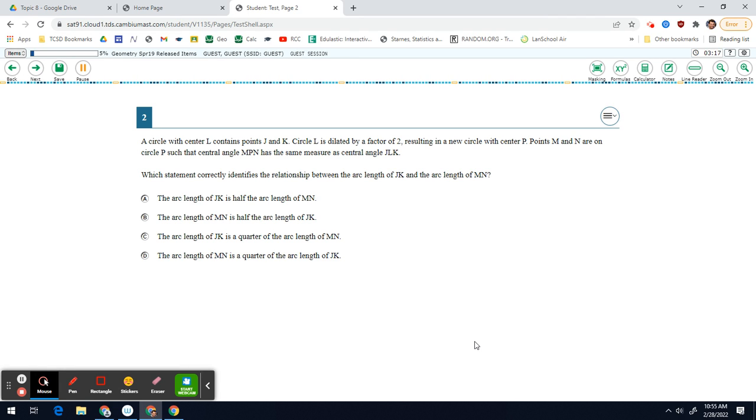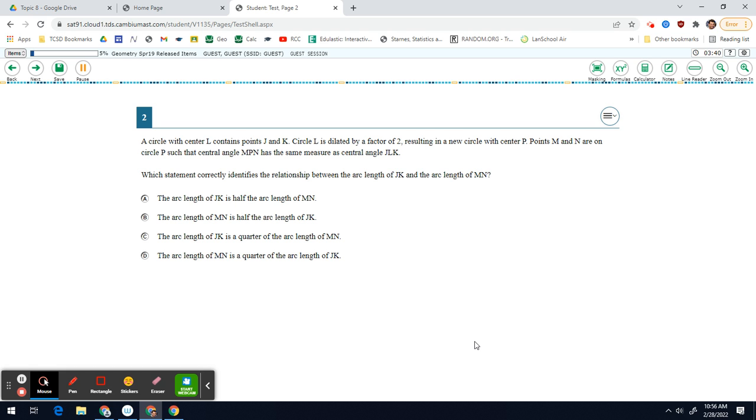Question number 2. A circle with center L contains points J and K. Circle L is dilated by a factor of 2, resulting in a new circle with center P. Points M and N are on circle P such that the central angle MPN has the same measure as the central angle JLK. Which statement correctly identifies the relationship between the arc length of JK and the arc length of MN?